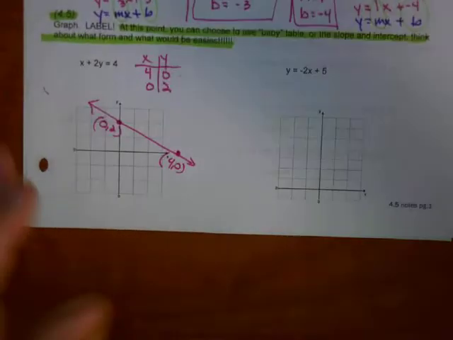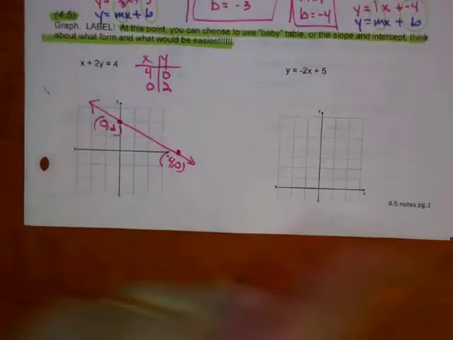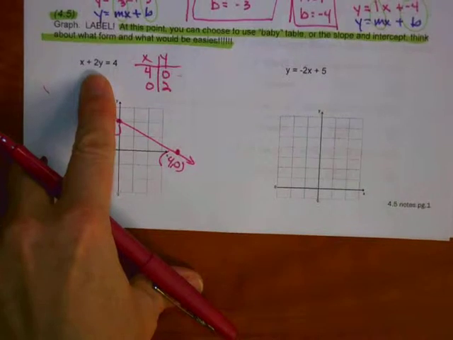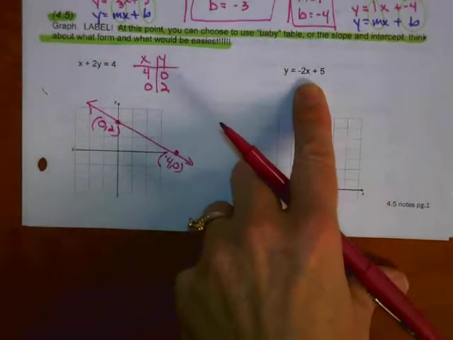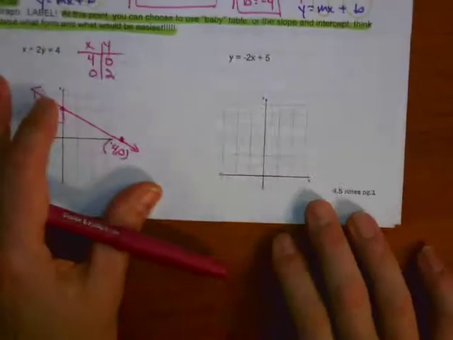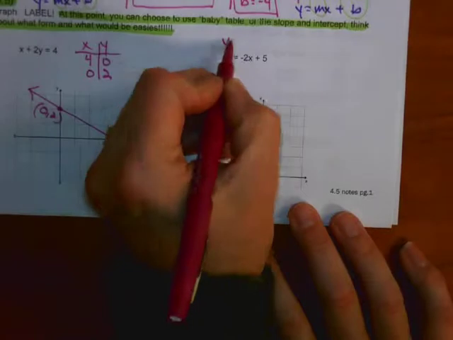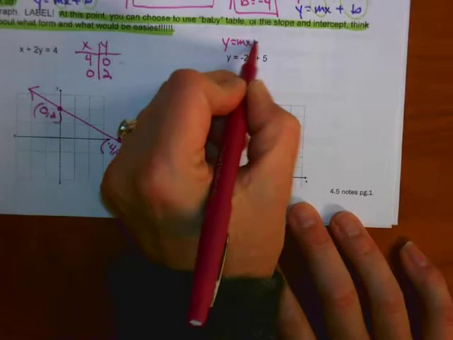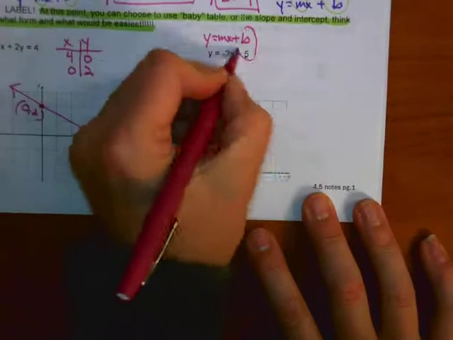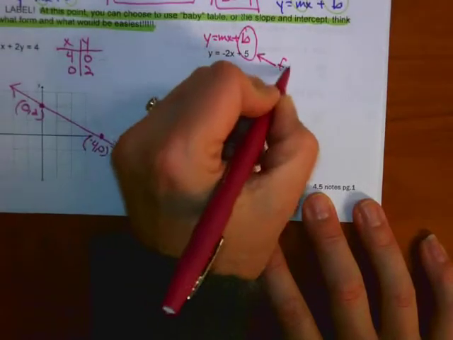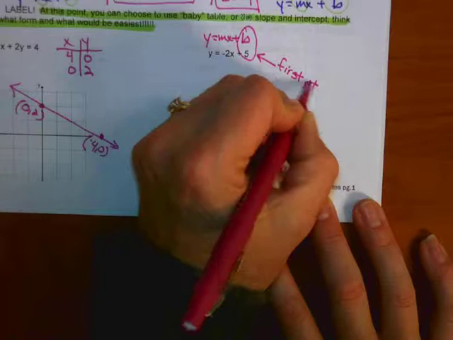Hey, wait, stop, time out. Can you tell the way this is written whether it's going to be positive or negative? No. You can only tell if it's in slope-intercept form. Okay? So, let's do this. Look at this. This is in y equals mx plus b form. Begin with b. This is your first point on the graph.